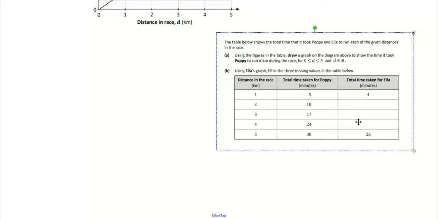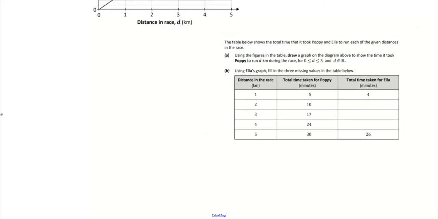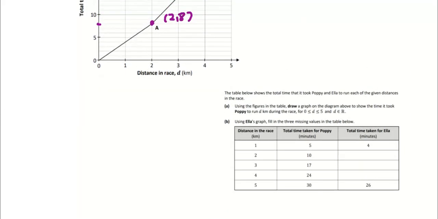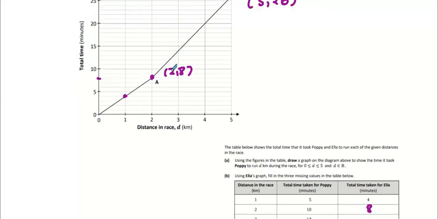Okay, so we'll get some of Ella's figures here. Ella was 1, 4. Ella was then 2, 8. I believe then she went faster. See the way we can see a slope change? So she was going 4 kilometers per minute. Oh, sorry, not 4 kilometers a minute. That's wrong.